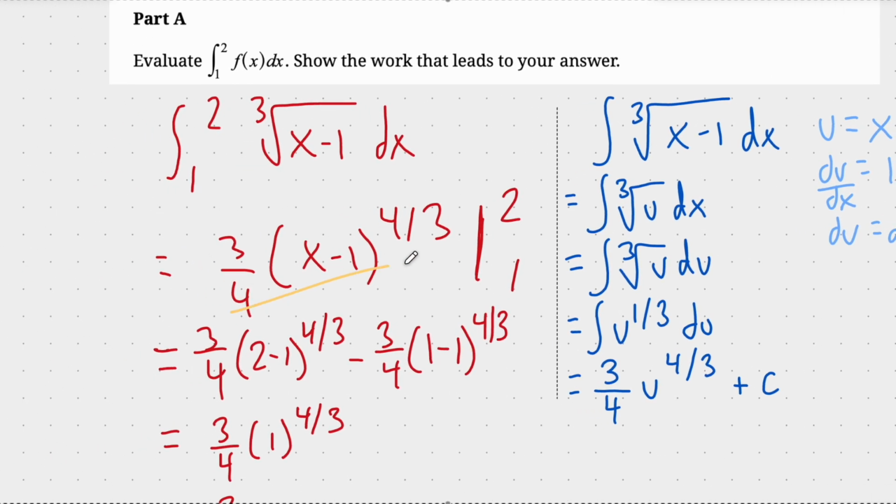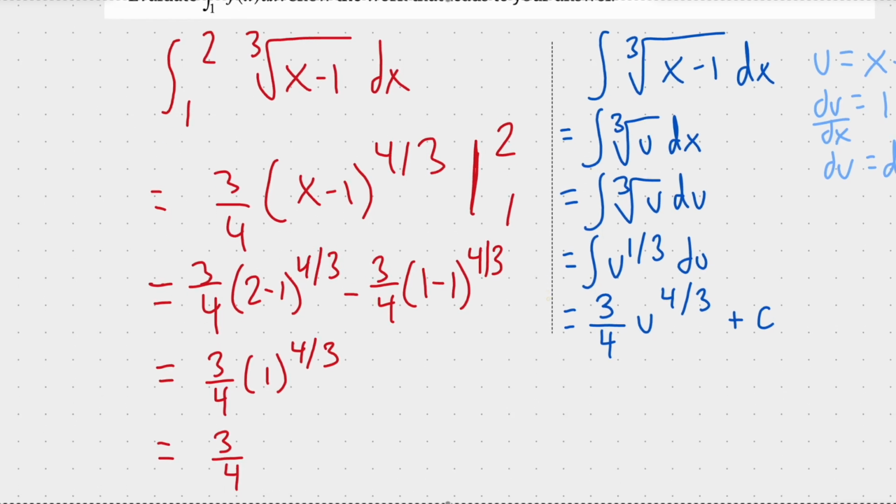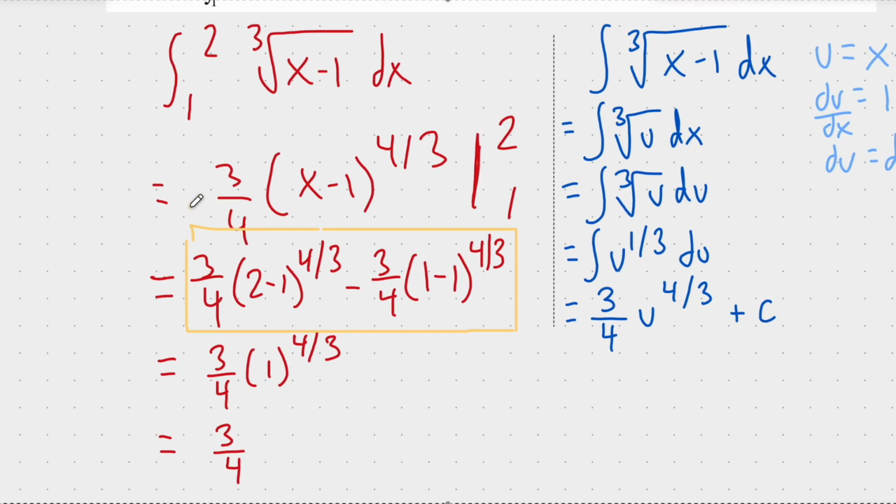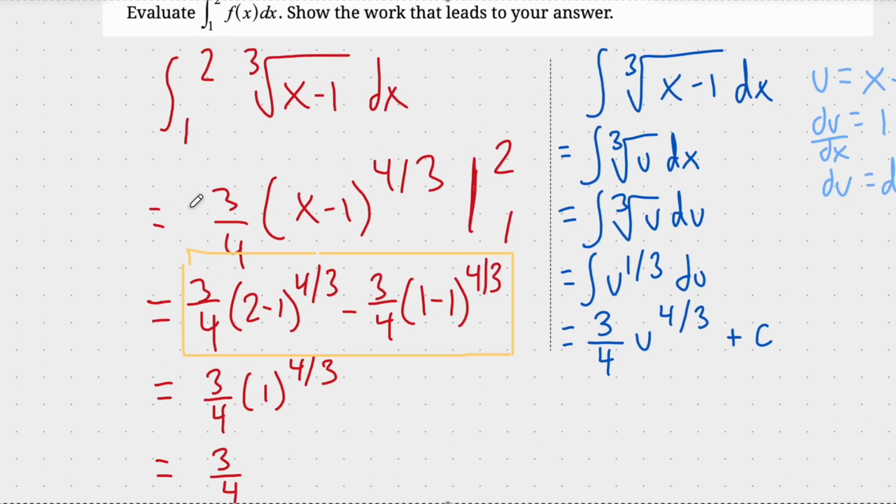So once you get your antiderivative, then you plug in the 2, you plug in the 1, right? And there's just some arithmetic you can do. 3/4 is what you end up getting. But remember, you could just leave your answer unsimplified. You do not have to simplify your answers on the FRQs.